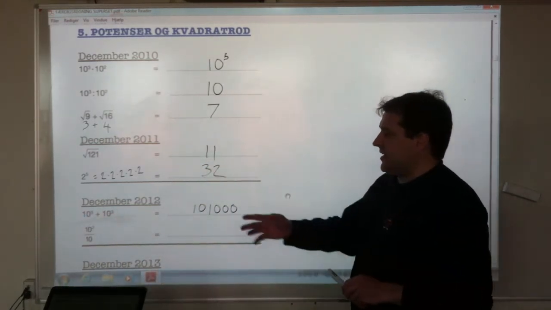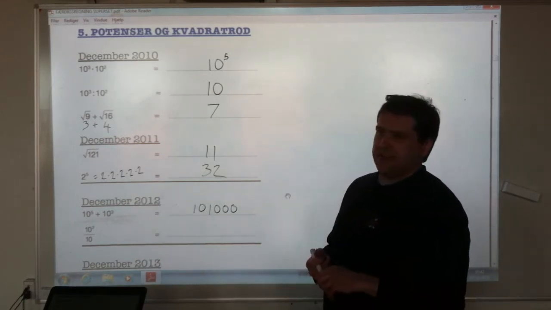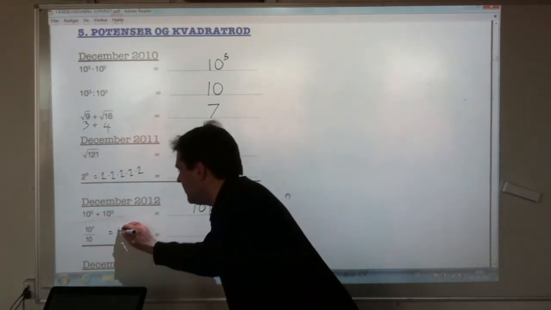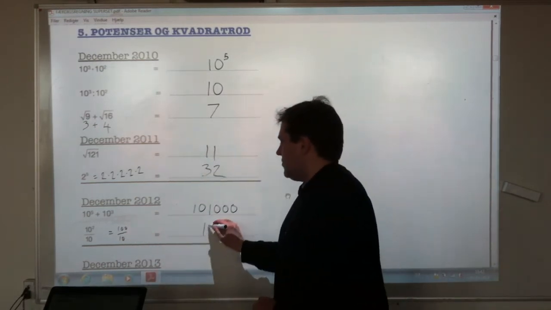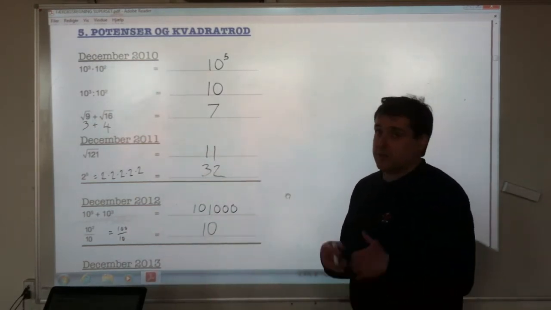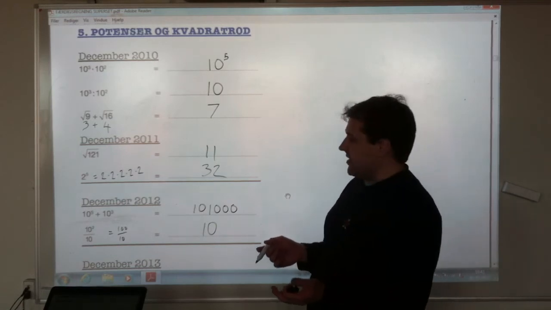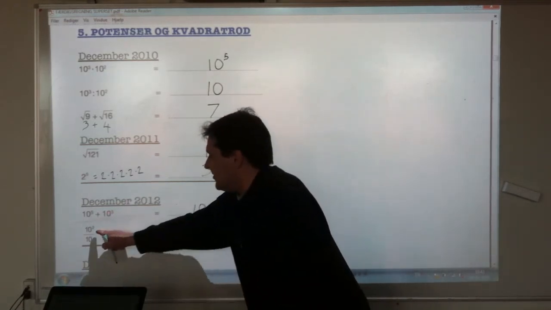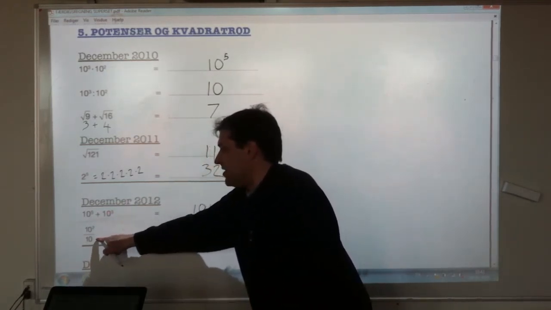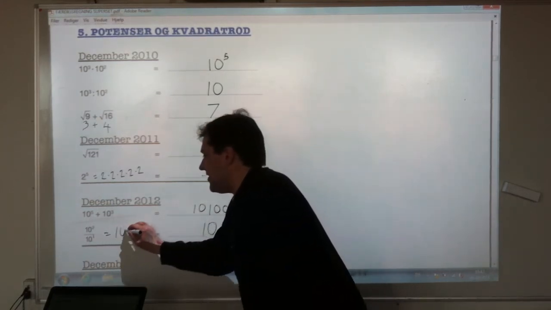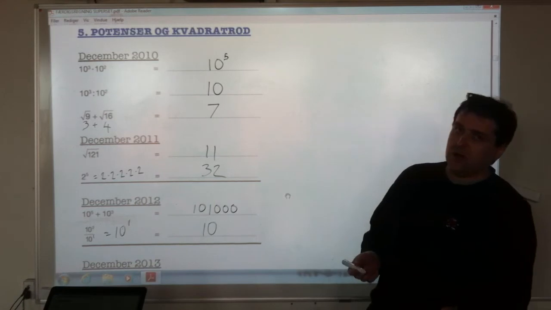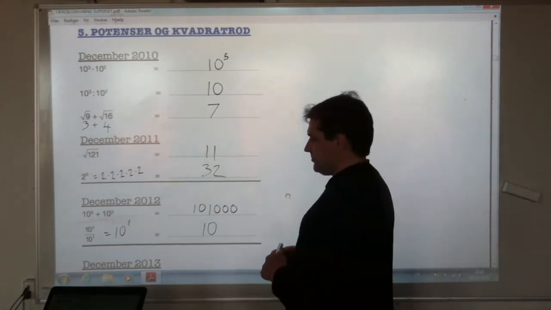Right, the next one, 10 squared divided by 10. 10 squared is 100, so that's the same as 100 divided by 10, which is 10. Or you might think about it in terms of powers, and you might say 10 squared divided by 10 to the power of 1 makes 10 to the power of 1, because you're subtracting the powers.